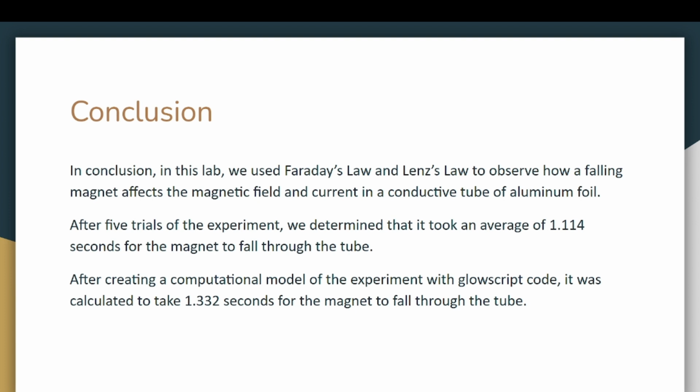So in conclusion, we used Faraday's law and Lenz's law to observe how a falling magnet affects the magnetic field and current in a conductive tube of aluminum foil. After 5 trials of the experiment, we determined that it took an average of 1.114 seconds for the magnet to fall through the tube. And then after creating a computational model of the experiment with GlowScript code, it was calculated to take 1.332 seconds for the magnet to fall through the tube.